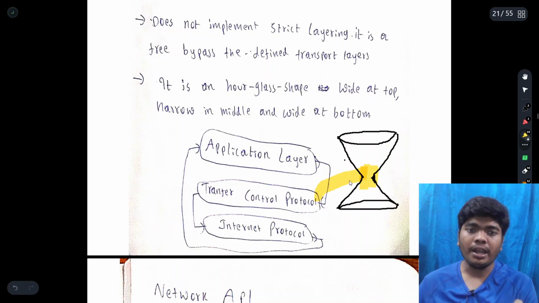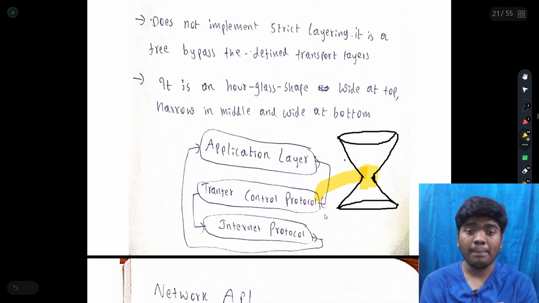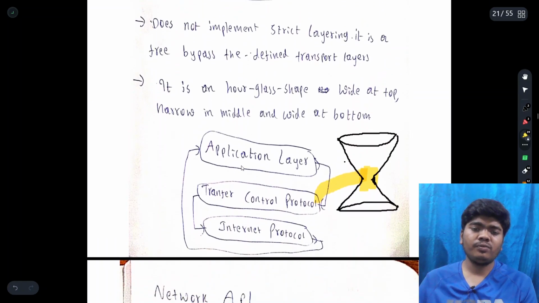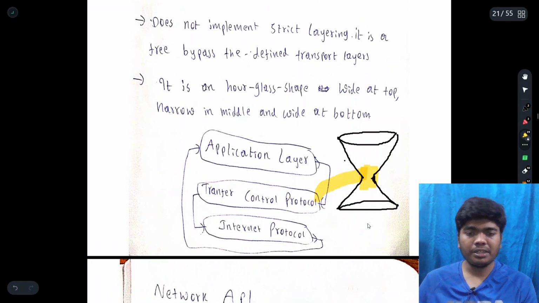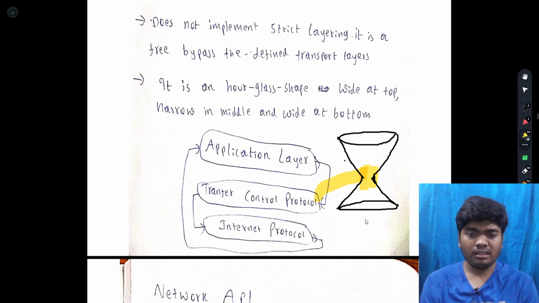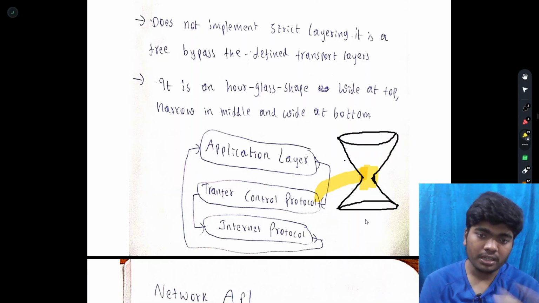So this will be in a narrow shape, whereas it will be wide at the bottom, because there will be n number of amplifiers in this internet architecture, so it can transfer the data in whatever way is required. Internet architecture consists mainly of three layers: application layer, transfer control protocol layer, and internet protocol layer. The application layer is the layer in which we take the input and give the output.